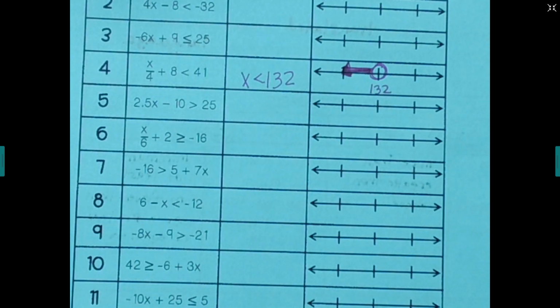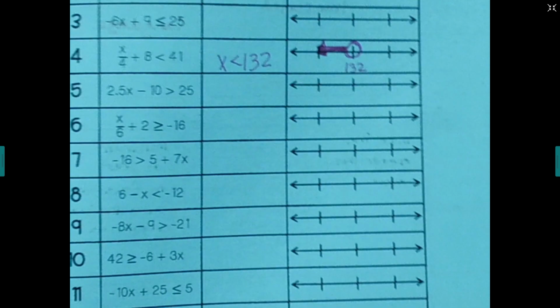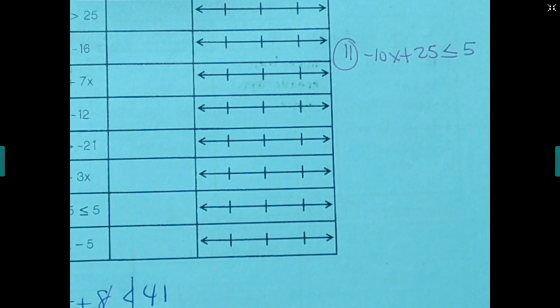Okay. All right, last one we're going to do together is number 11. -10x plus 25 is less than or equal to 5. Okay, I automatically realized there was a negative coefficient. Hopefully you know by now that a negative coefficient means to flip. So I'm changing the direction. Okay, I'm flipping it.